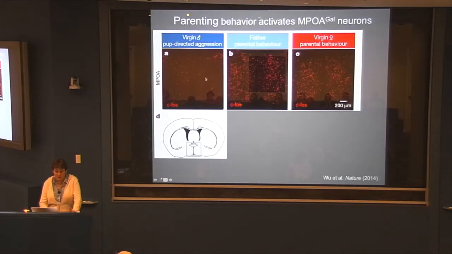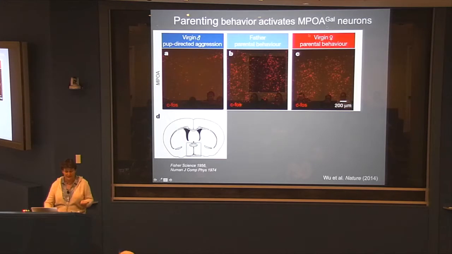And so what he did was to design an assay based on the increase in CFOS activation in areas of the brain that are involved in parental behavior. So the assay is to have either fathers or virgin females interacting with pups. Then he killed the animal half an hour after the social interaction, and then looked for neurons that were overexpressing CFOS as a marker for neurons that had been activated during the social interaction. And he found one area in particular that was very highly activated, and that's the medial preoptic area.